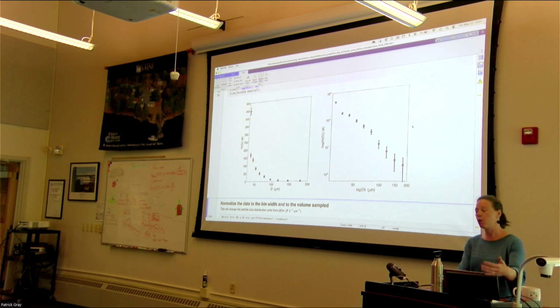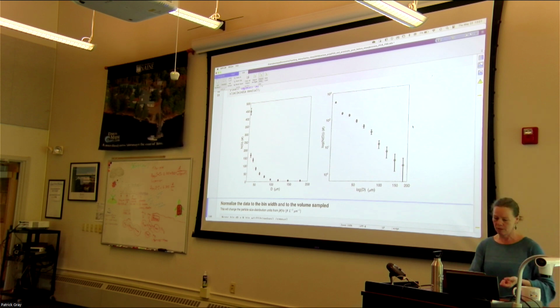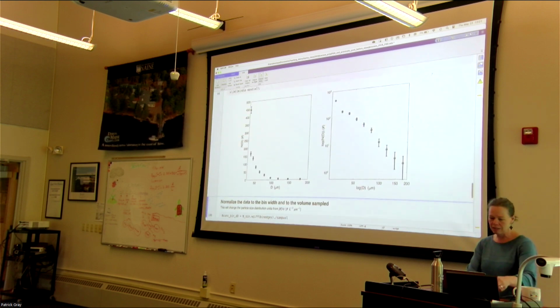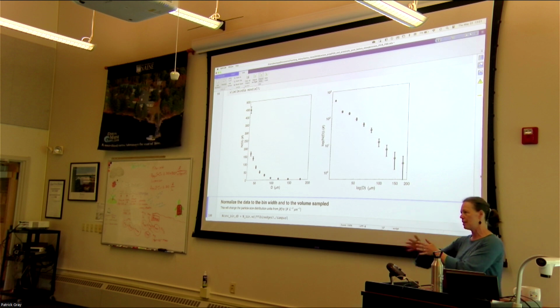But this is one way of getting at the uncertainty in particle counting type measurements. So finally, right now we're looking at just the number of particles as a function of size, but the bins aren't the same width, right? We saw this earlier. The large particle size bins are quite wide compared to the narrower ones.